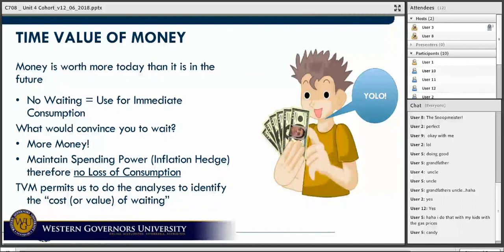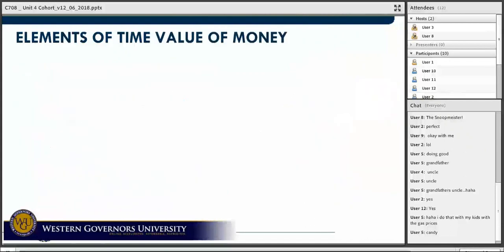And so what's the use of time value of money? Time value of money allows us to do these analyses that allow us to identify what is the cost, or conversely, the value of waiting.